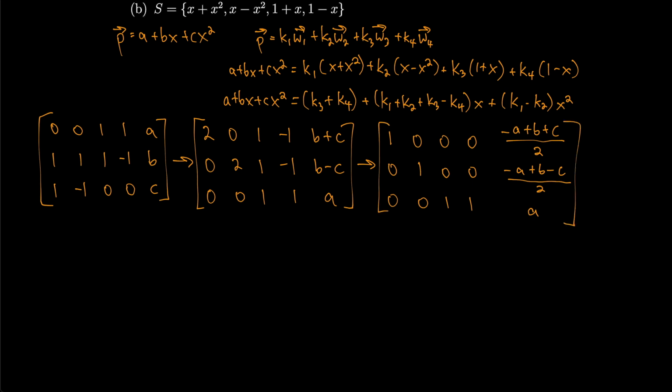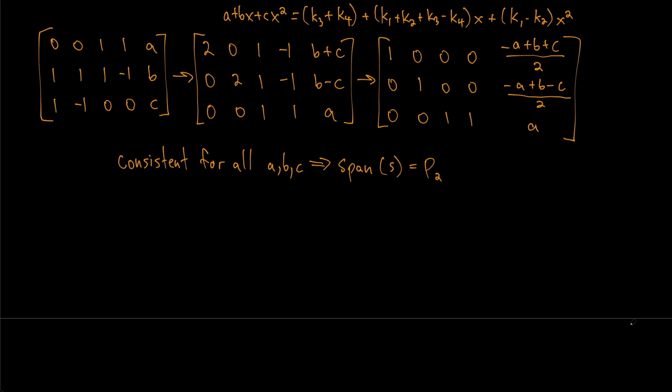Okay, so I was able to put this in reduced echelon form. So that means that it is consistent for all a, b, and c. So no matter what a, b, and c is, you could solve the system of equations, you could find a linear combination. So voila, span of S actually is equal to P2. S does span P2. Pretty cool.